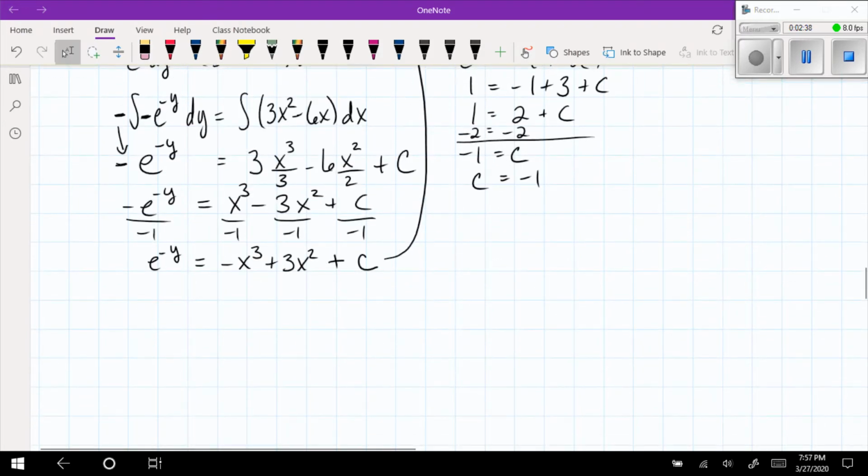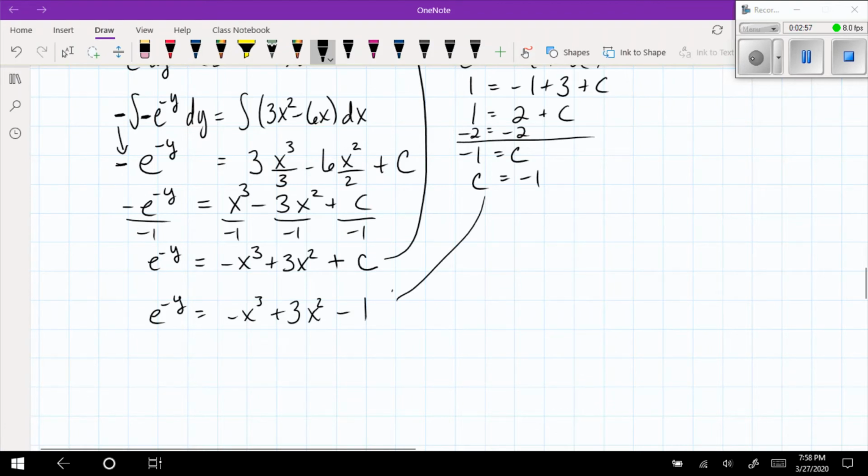I'm going to take that c value and I'm going to bring it back here. So I'm going to rewrite my equation. E to the negative y equals negative x cubed plus 3x squared minus 1. See how that c value came down in here? Alrighty.